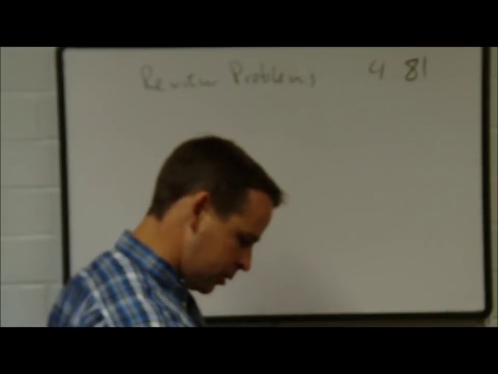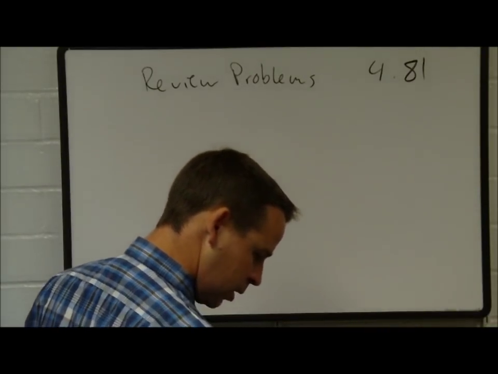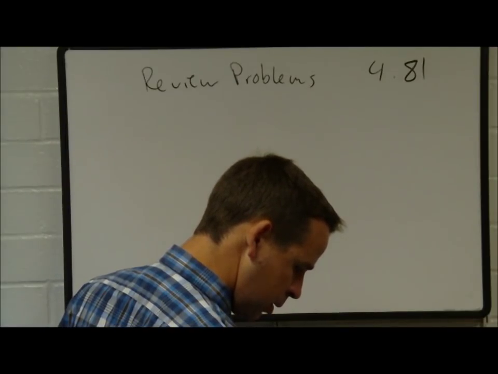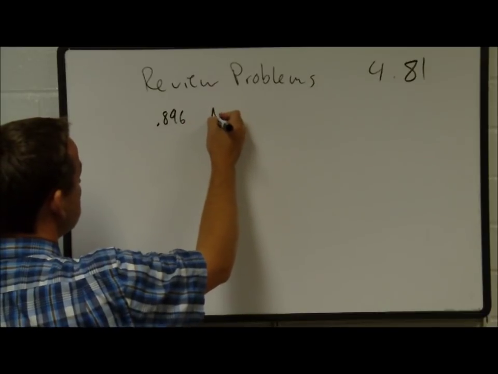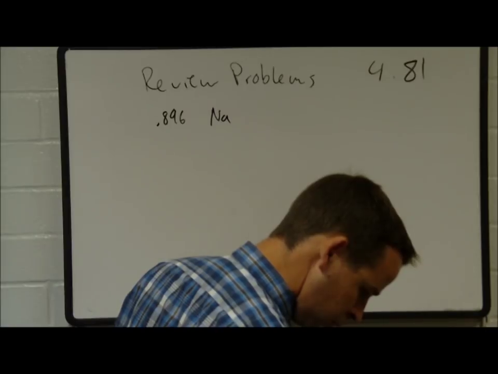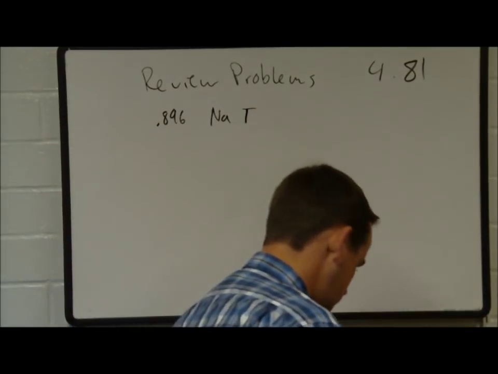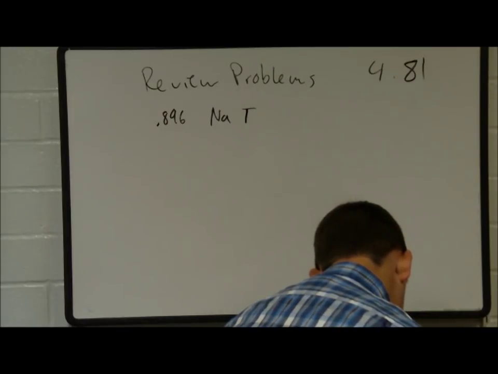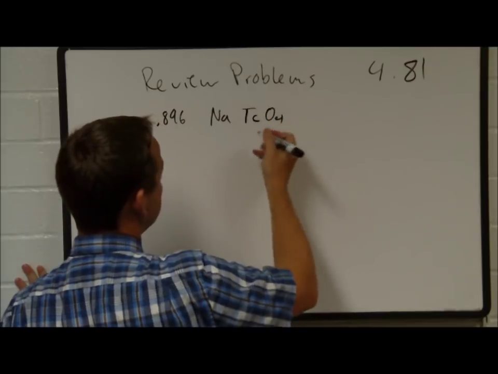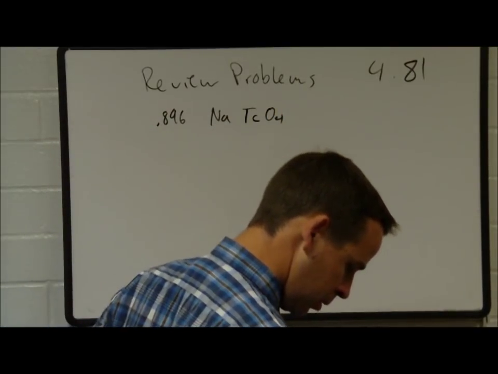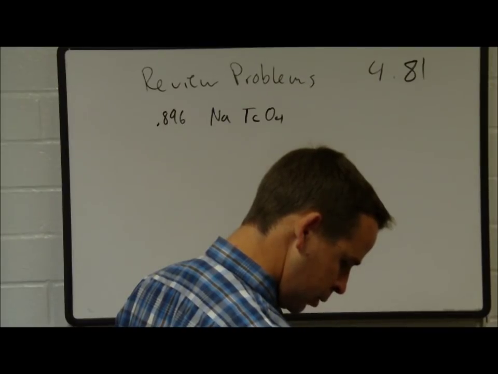A quantitative analysis of a sample of sodium pertechnetate with a mass of 0.896 grams found 0.119 grams of sodium and 0.477 grams of technetium. I'm guessing the pertechnetate ion is Tc and O4, though I'm not positive, and it doesn't really matter. The remainder was oxygen. Calculate the empirical formula of sodium pertechnetate.